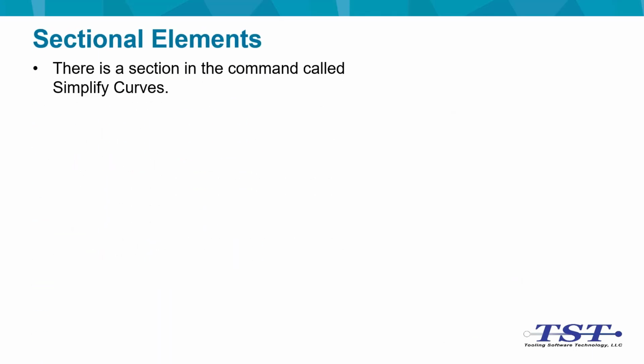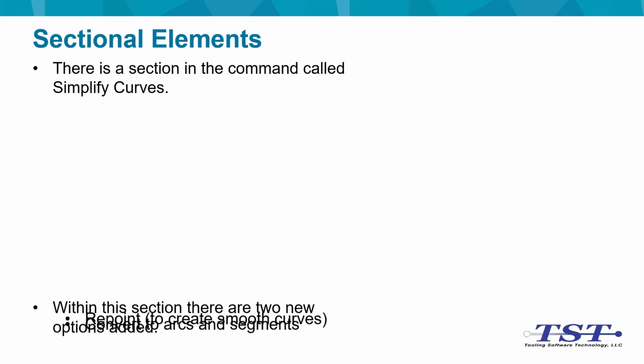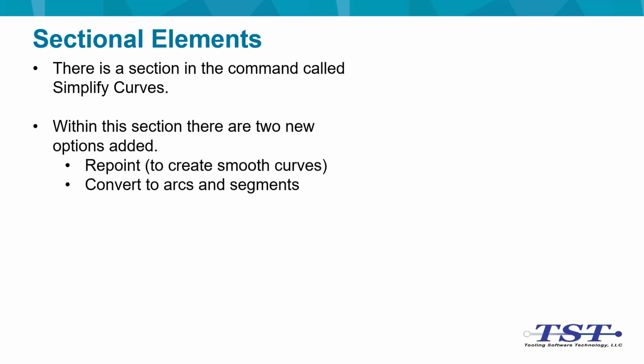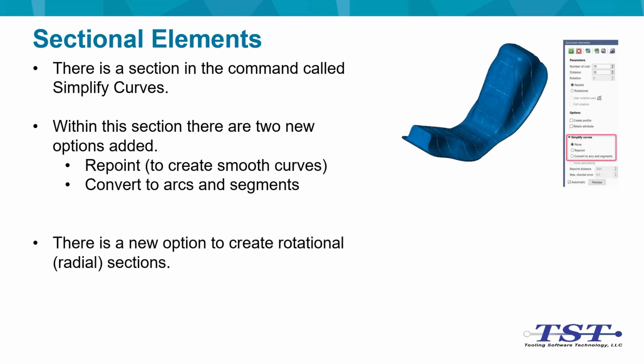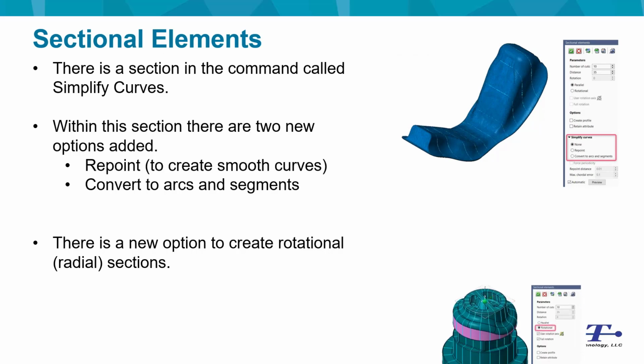So within sectional elements, there is the ability to simplify curves. Within the sectional elements, you have the ability to select two new options, repoint and convert to segments and arcs. The convert to segments and arcs is really nice because what that's going to do is make it easier for modeling after. So these new options also create a rotational and a radial section as well.